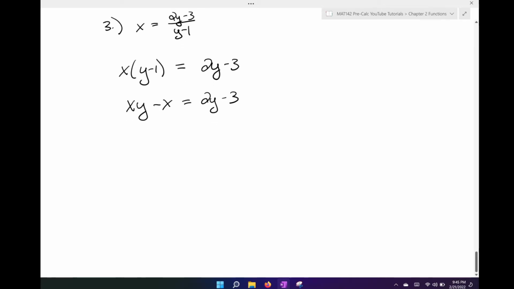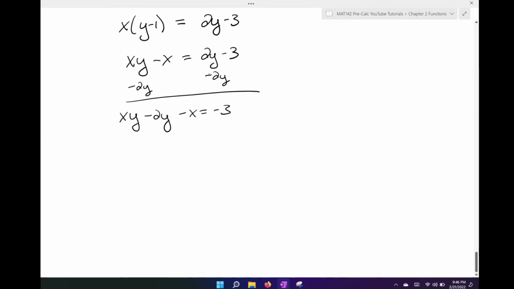And as you can see, I have a term xy on one side and a term 2y on the opposite side. So I'm going to get them together. I'm just going to subtract 2y from both sides. So that gives me xy minus 2y minus x equals 3. And then I'm just going to add x to both sides. So that gives me xy minus 2y equals x plus 3.